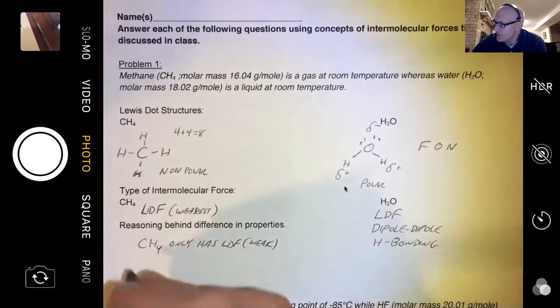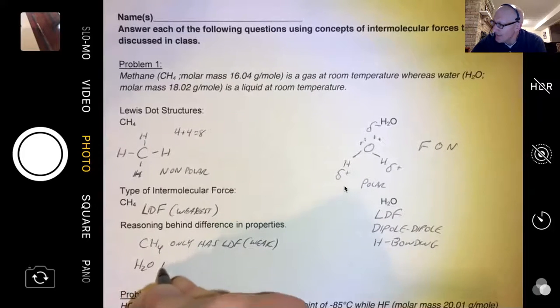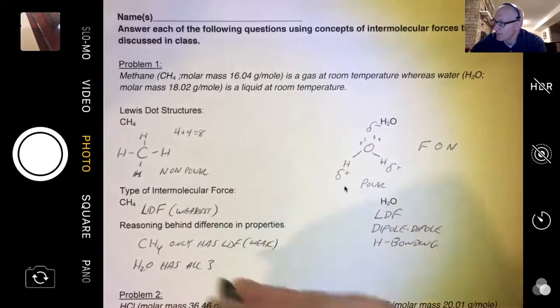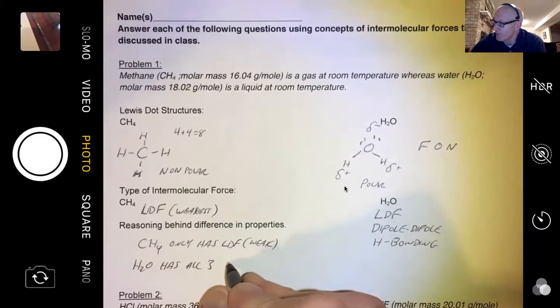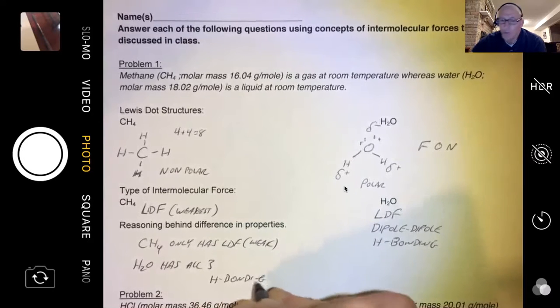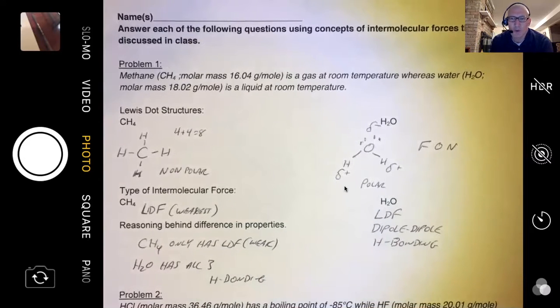And then H2O has all 3, and primarily the really strong one is the most important, the H bond, the hydrogen bonding. Those are super strong, and so the water molecules hold on to their neighbors very tightly, giving it a much higher melting point or boiling point. So that's number 1. All right, let's go in here and look at number 2.